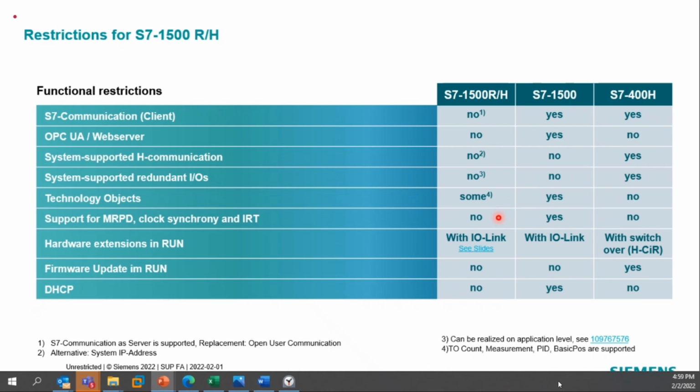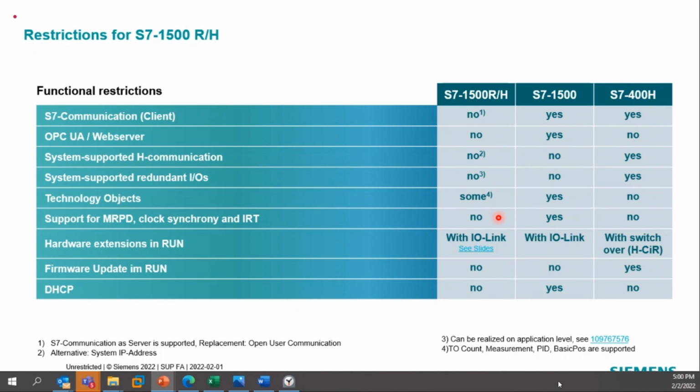Then S7 communication. As a server, it is possible, but as a client, it is not possible. So you can configure S7 communication in the CPU, and the other CPU can be the client, and the blocks have to be written in this other CPU, not in the 1500 R/H CPU. It can work only as a server. OPC UA and web server are still not possible.